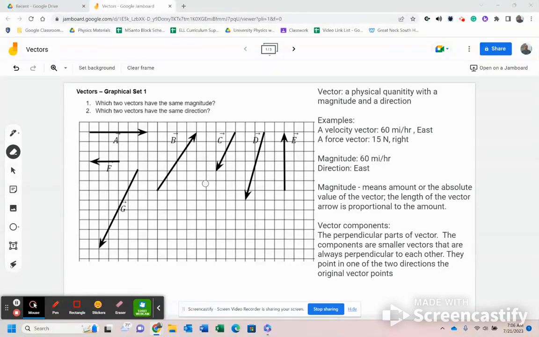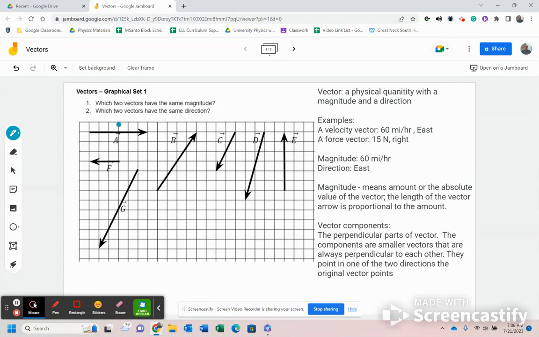Magnitude, the word, just means the amount or the absolute value of the vector. Visually, it is the length of the arrow, and it's proportional to that amount. The vector components, which we'll get into in a moment, are when vectors point in two directions, and we have to look at the amounts of each of those parts.